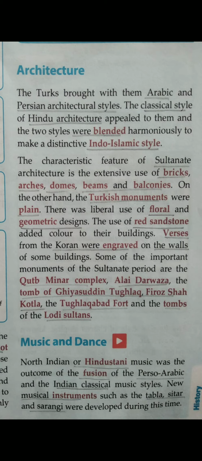Verses from the Quran were engraved on the walls of some buildings. So you will find on the walls of these monumental structures verses from the holy book of the Muslims, the Quran. Some of the important monuments of the Sultanate period are the Qutub Minar complex, Alai Darwaza, the tomb of Ghiyas-Uddin Tughlaq, Firoz Shah Kotla, the Tughlaqabad fort, and the tombs of the Lodi sultans.